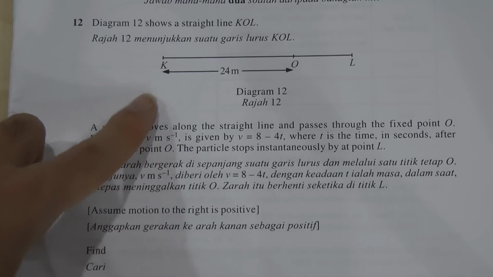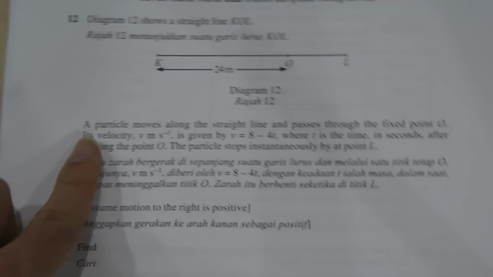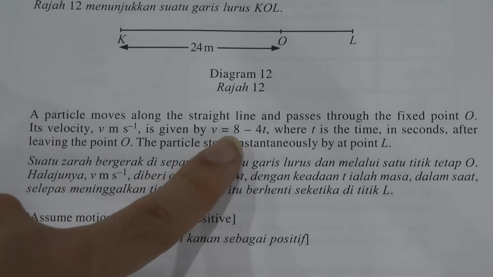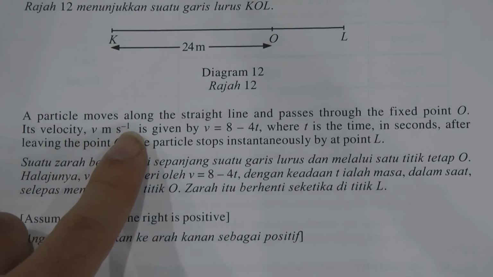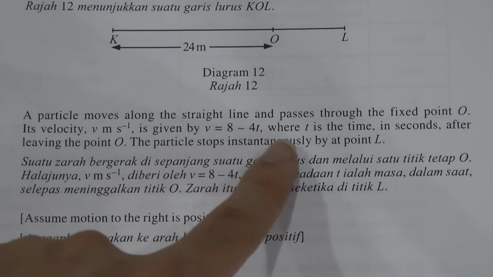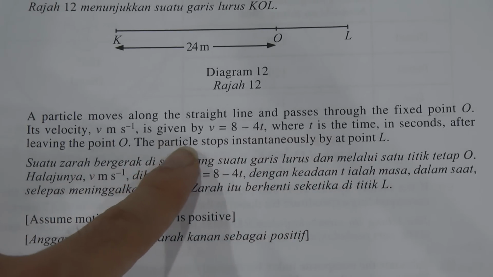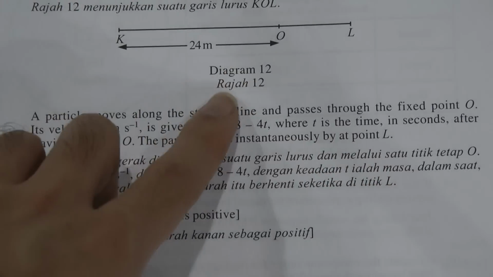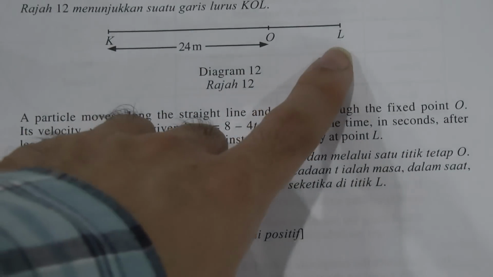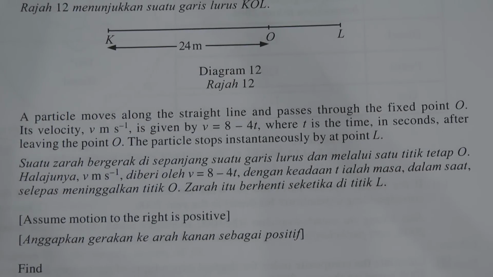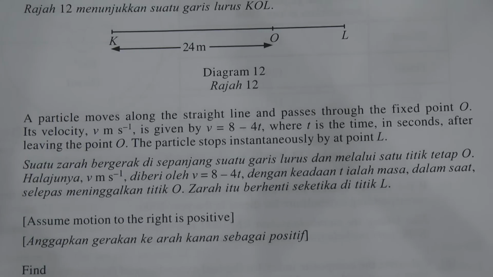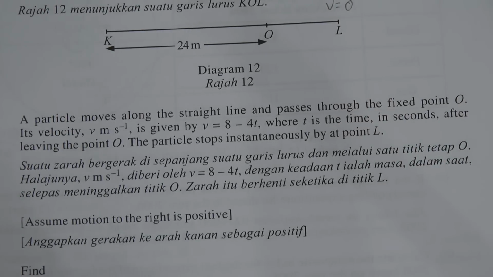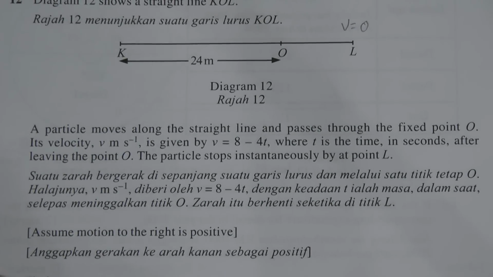Here he will give you one diagram and some information. I'm going to zoom in a bit to make it easier to watch. A particle moves along a straight line and passes through the fixed point O, and the velocity v is given as v equal to 8 minus 4t, where t is the time in seconds after leaving the point O. The particle stops instantaneously at the point L. This means the particle will stop at point L, so the first information that comes to my mind is v will equal 0, because he said the particle stops here.